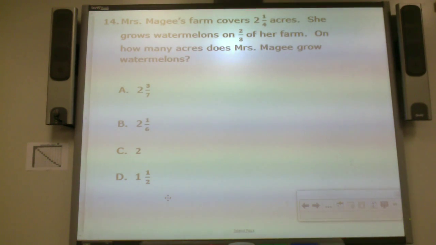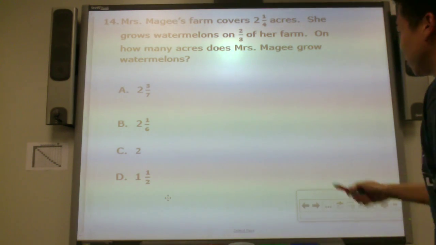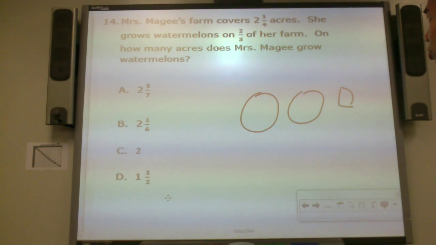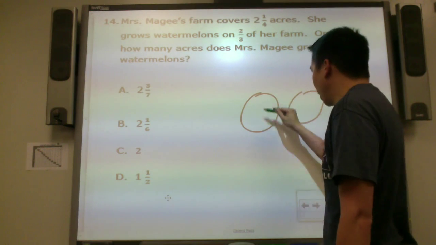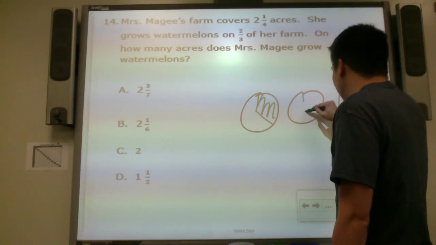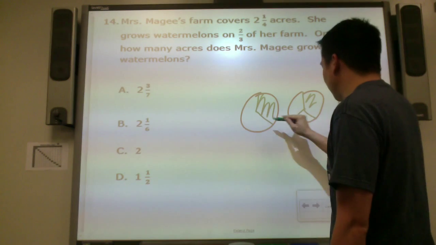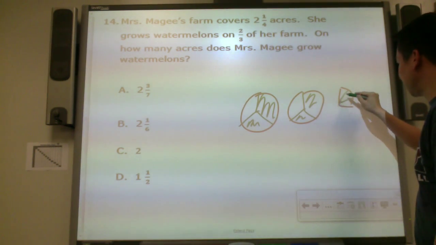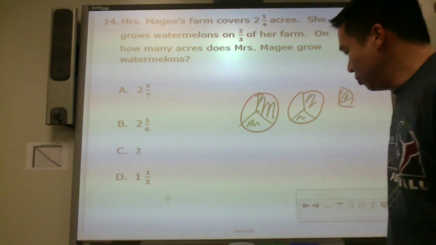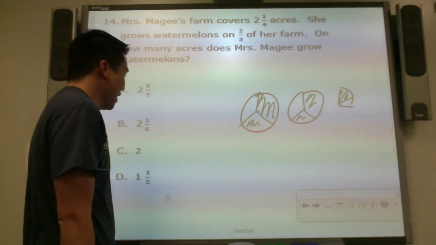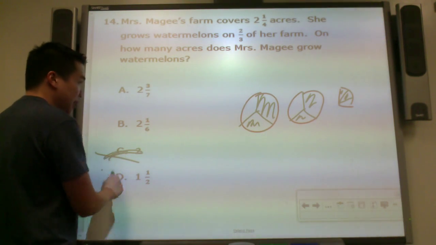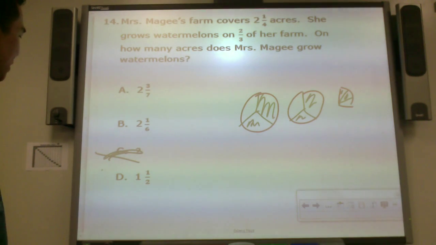Mrs. McGee's farm covers 2 1/4 acres. She grows watermelon on 2/3 of the farm. And how many acres does she grow? So she grows watermelon on 2/3 of this, 2/3 of this, and 2/3 of this. So let's see. If I had to make a prediction, it's not going to be exactly 2. So it's going to be A, B, or D.